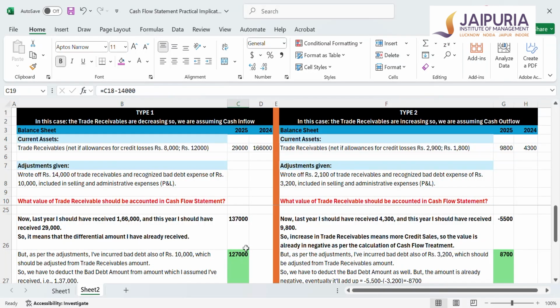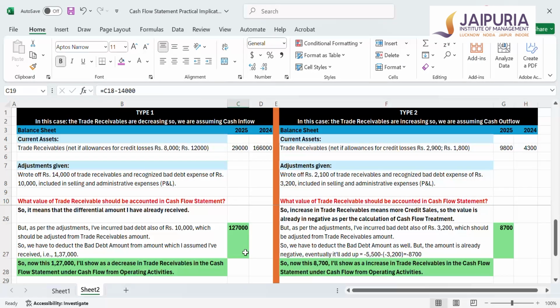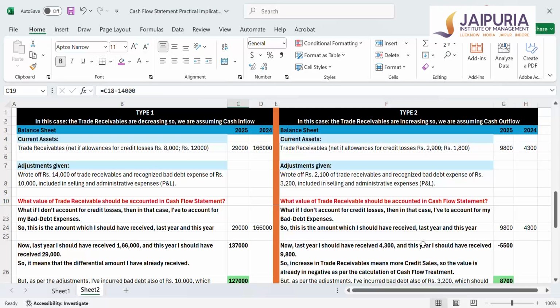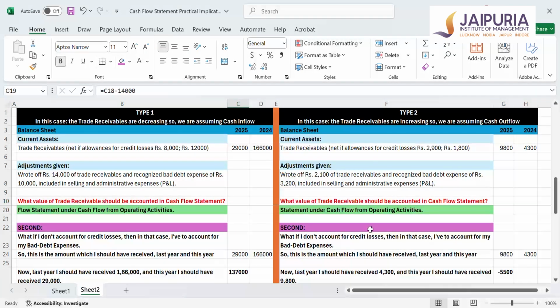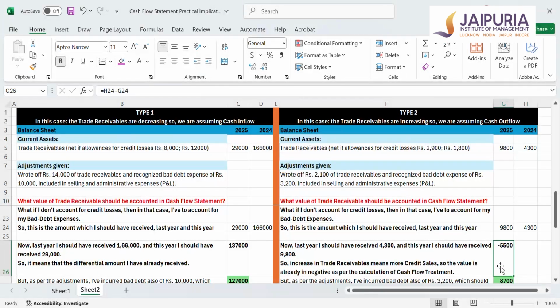Now, coming to the second case. In the second case, second option, same thing. I am not accounting anything for my credit losses. So last year I should have received 4,300 and this year I should have received 9,800. It means more credit sales, and more credit sales means cash has not been received. How much? 5,500. But at the same time, again the adjustment says that the bad debt expense is 3,200.